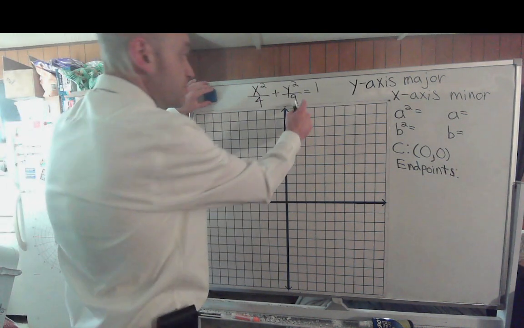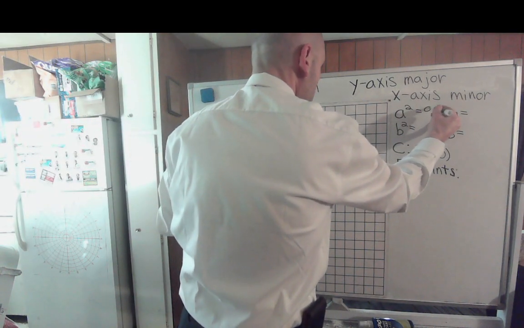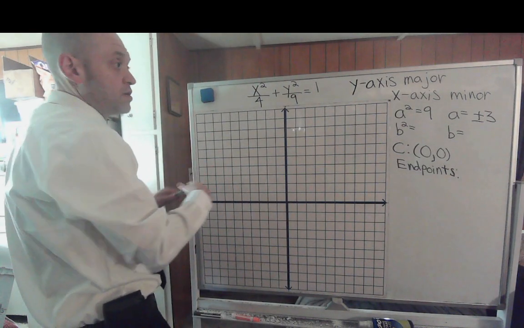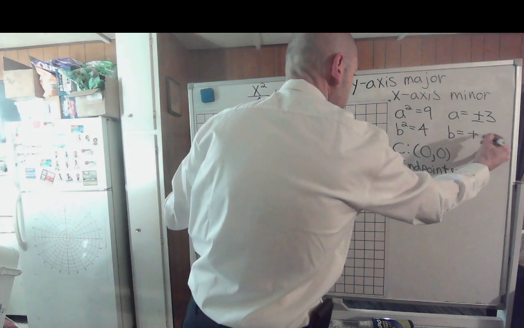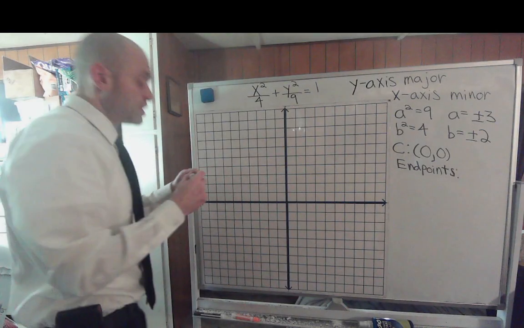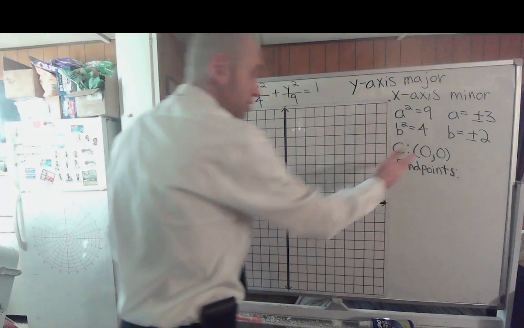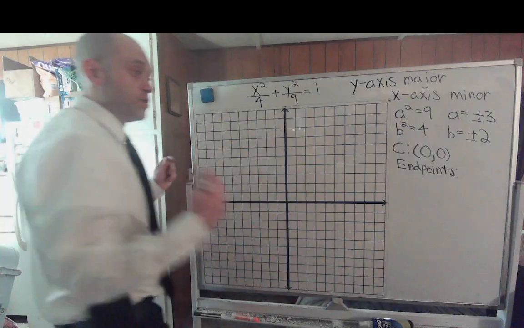So the bigger number is always the a squared, which would be 9, which means a is both plus and minus 3. So the smaller number is the b squared, that's 4, so b is both plus and minus 2. And if you look at this, you just have x squared plus y squared, so your center is at 0, 0.